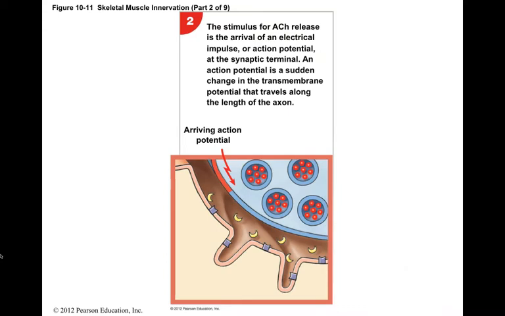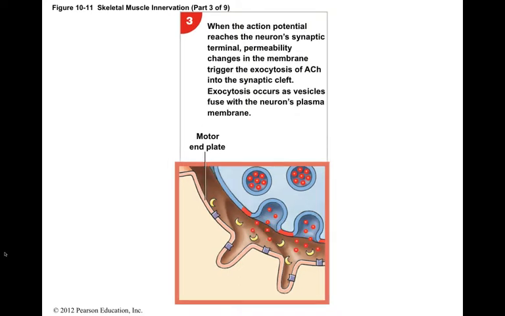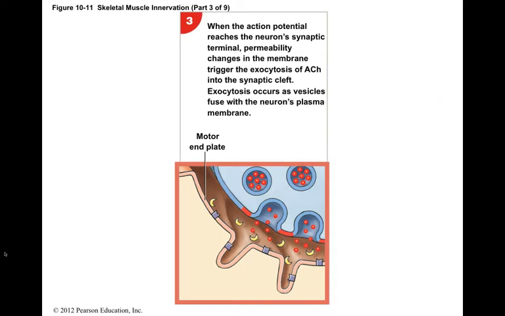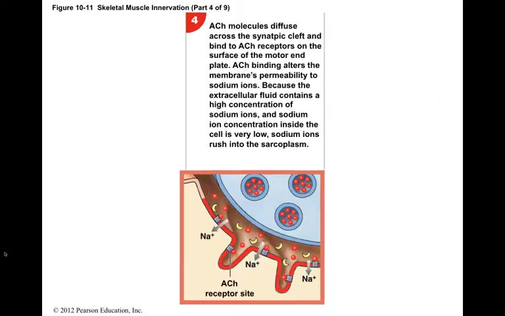The neuron will communicate with the muscle when an action potential or electrical impulse travels down the axon of the neuron and arrives at the synaptic terminal. When the action potential reaches the neuron's synaptic terminal, changes in the membrane will trigger the exocytosis of ACh into the synaptic cleft. Exocytosis occurs as the vesicles fuse with the neuron's plasma membrane.